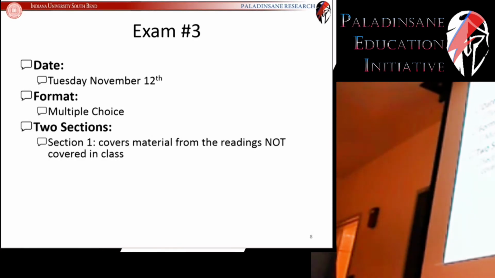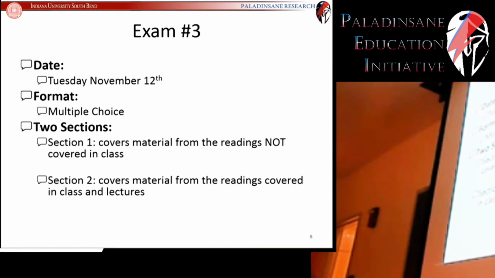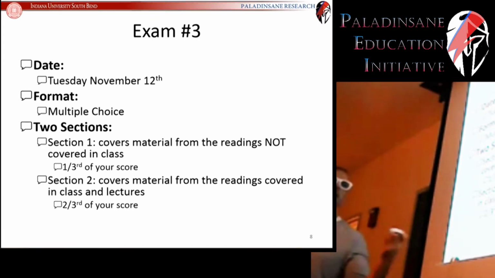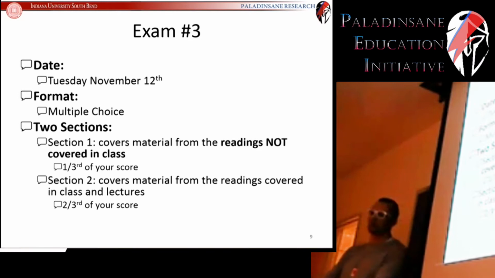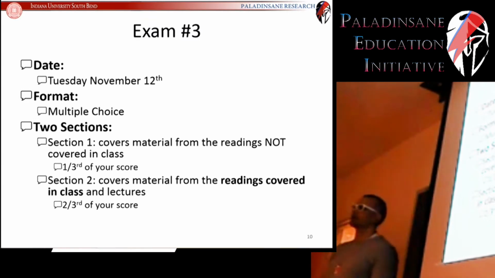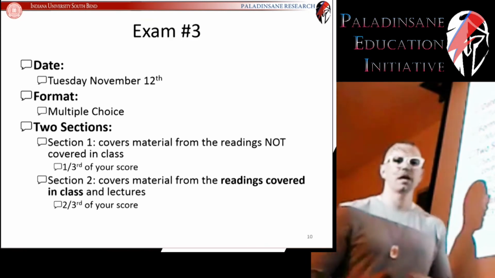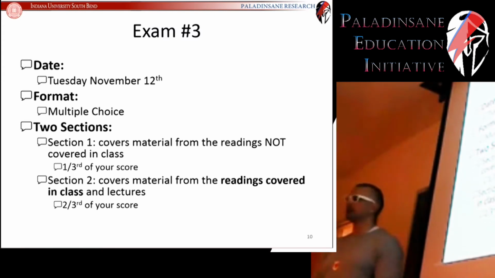There's going to be 2 sections. Section number 1 covers materials from the readings that are assigned but are not spent a lot of time on in class. Section 2 covers materials from the readings that are covered in class and in the lectures. Because of this, Section 1 is worth only 1/3 of your score, Section 2 is worth 2/3 of your score, and Section 1 will have recognition type questions only, so you don't have to know the material in depth, you just have to be able to recognize it. However, for Section 2, there can be recognition type questions, but there can also be application type questions, and we will have once again a bonus logic puzzle available for Section 2, so 5 bonus points available for Section 2.